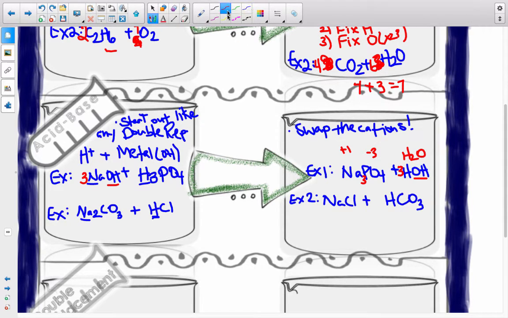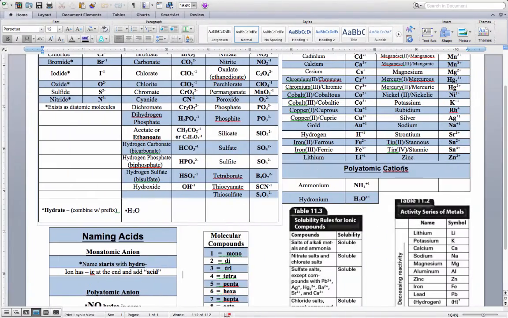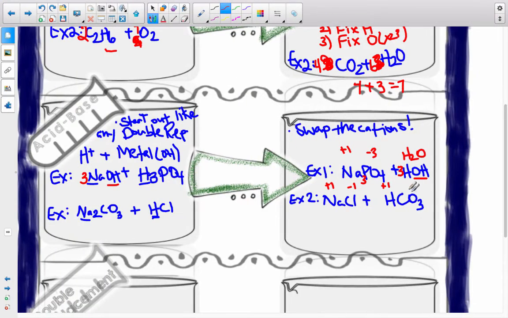Let's check charges to be sure our formulas are written properly. Sodium has a +1 charge, and chloride has a -1 charge, so that part's easy. The hydrogen has a +1 charge, but carbonate, on the back of your periodic table, here it is, carbonate has a -2 charge. So we're going to have to adjust this formula somewhat.